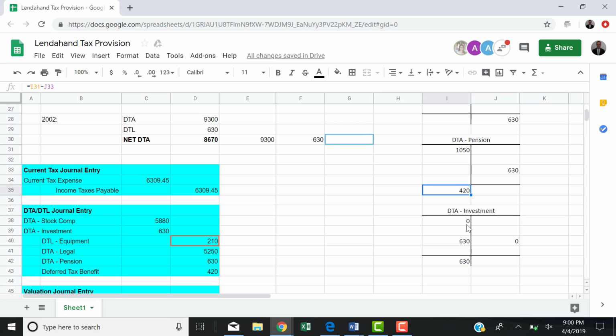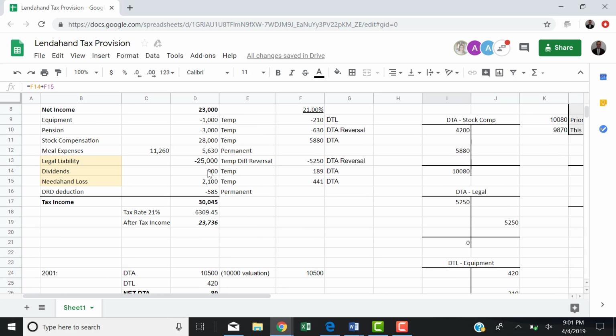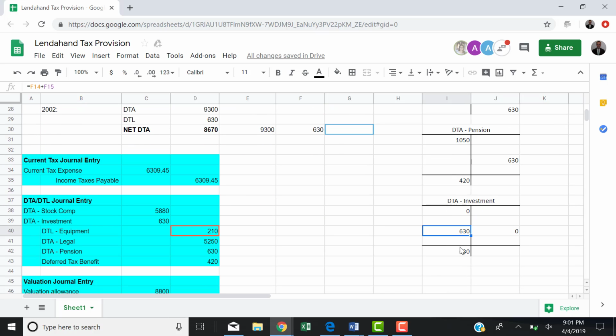And then the investment. Well, the investment started at 0, and we were able to add back the 630. I can't say numbers right now. 630. You come up here, you've got a difference of 9,000 plus 2,100. That gives you 3,000. When you multiply that by 21%, it gives you 630. Or you could do this one individually and this one individually. You add them up and it still equals 630. So you've got 630 here. That gives you a DTA of 630 there.